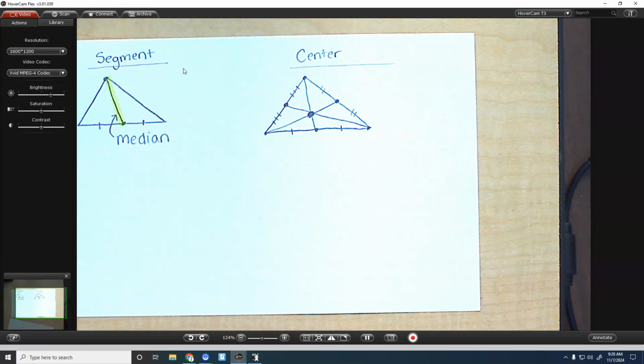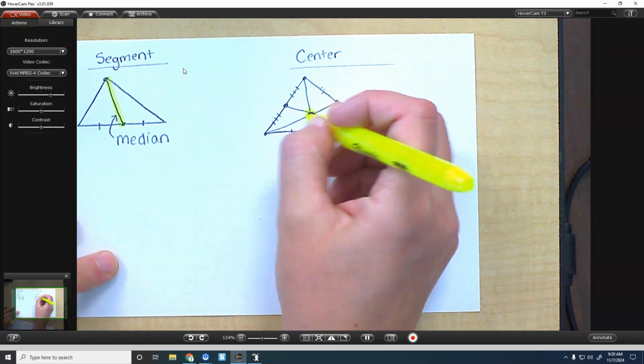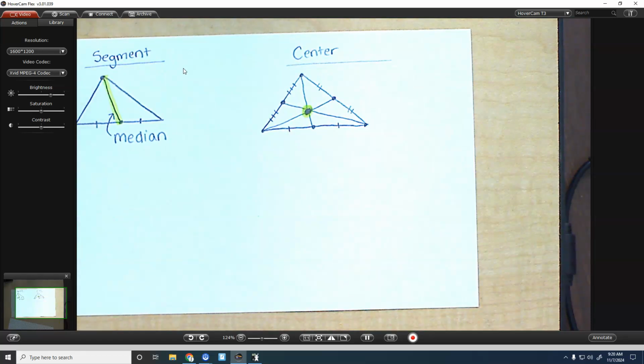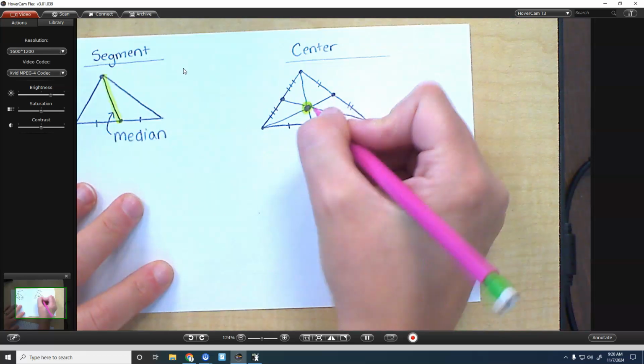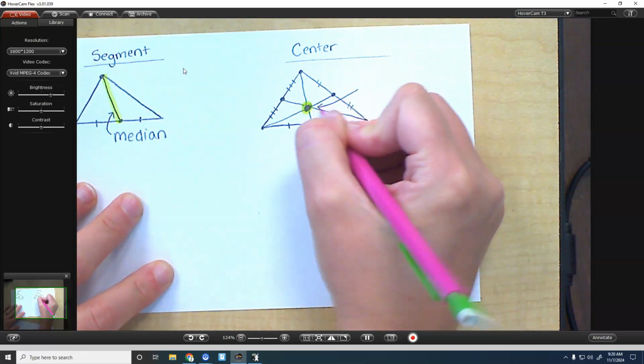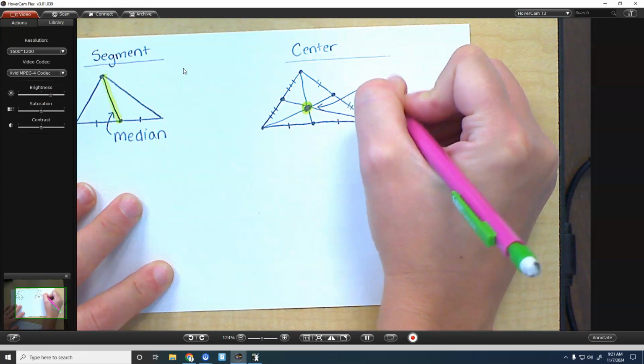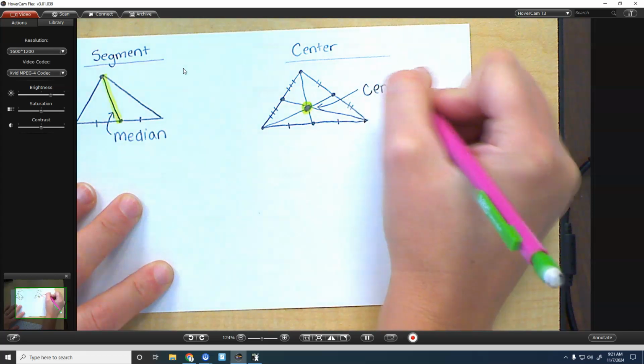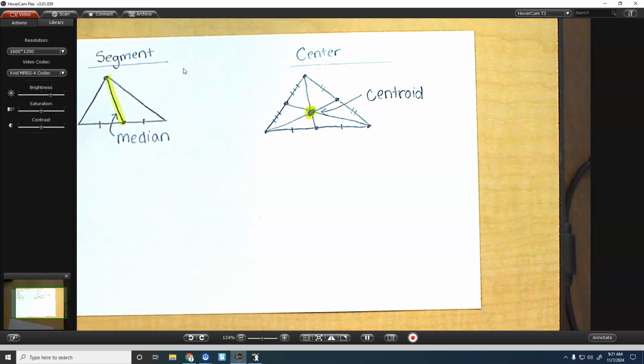Okay, so this point right here is my centroid. Now, I think the easiest way to show that property, where the medians are cut into a long piece being twice the short piece, is just to put some actual numbers on here.